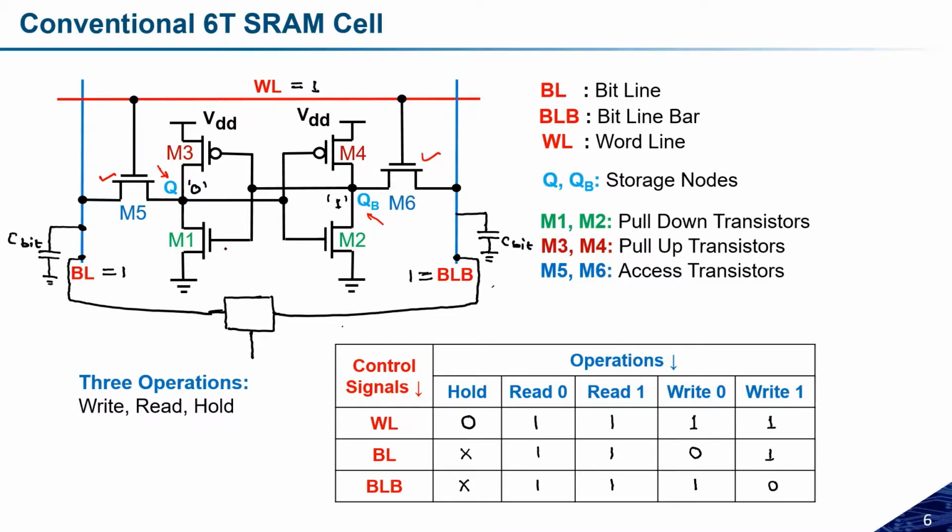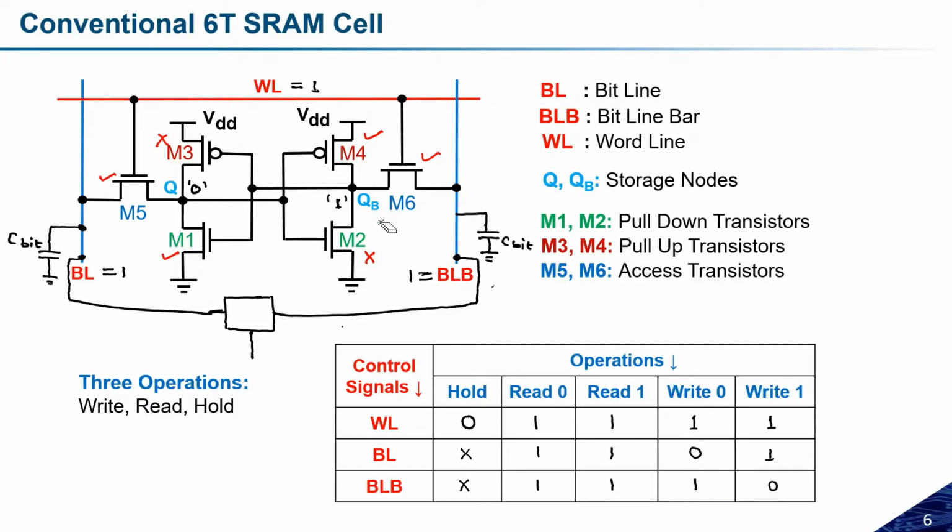Because at this storage node we have a 0, and this is 0, that will activate this transistor. So M4 is in the on state. M2 will be in the off state because 0 is connected over here. Similarly, M3 will be in the off state and M1 will be in the on state. So this is the status of all the transistors we have.